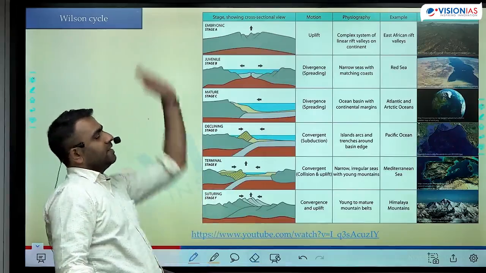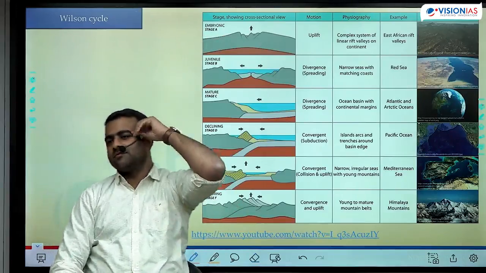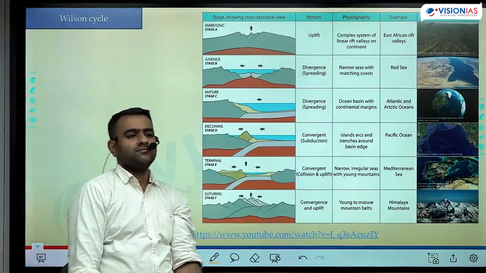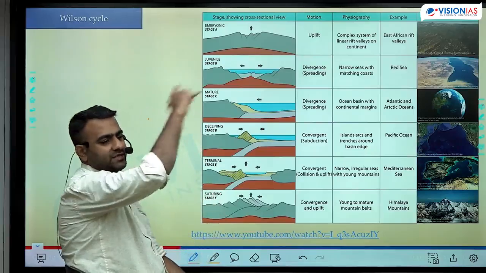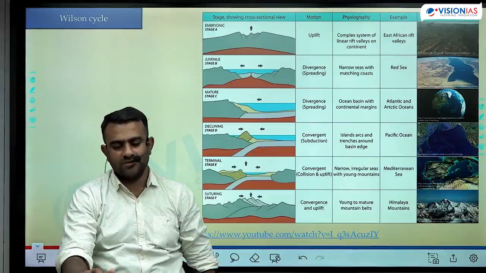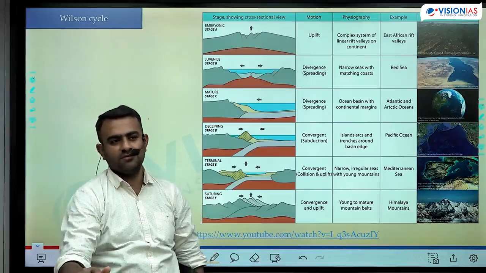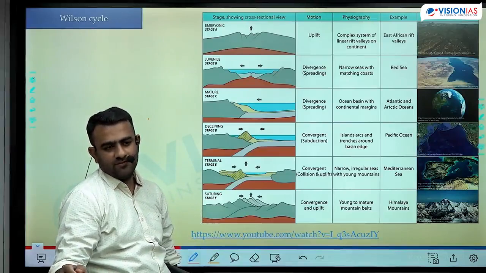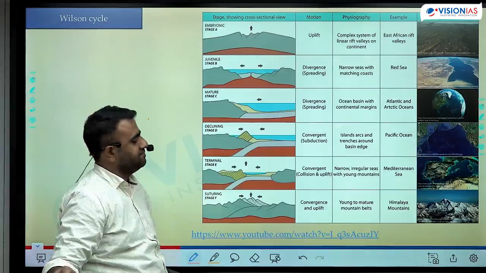After a long time दोबारा यहाँ से शुरू होगा, यहाँ नहीं तो और कहीं पे शुरू होगा. The cyclical nature of change in the plate boundaries continuously is what is called as Wilson cycle. Which Wilson? The same J.T. Wilson, who gave the idea of plate.